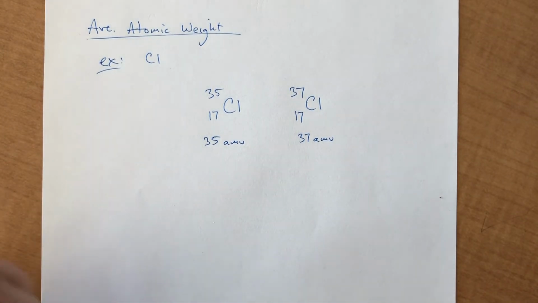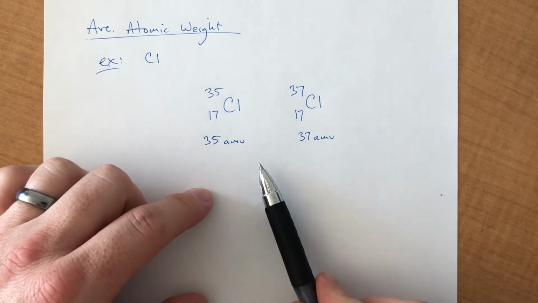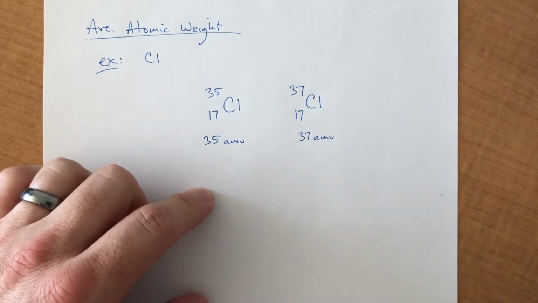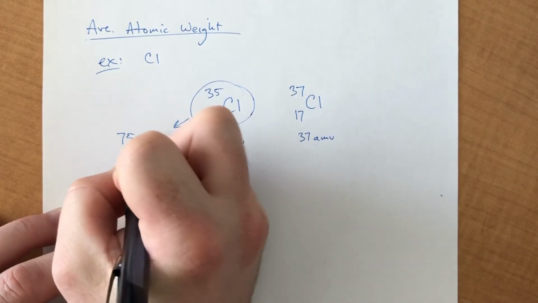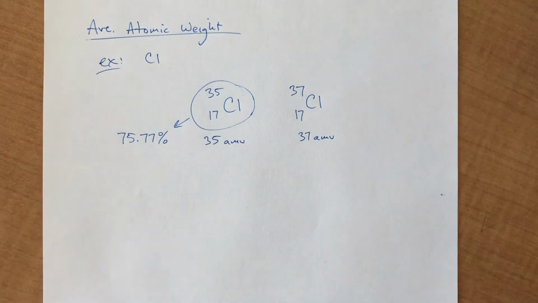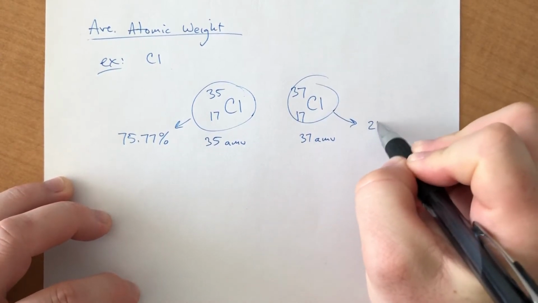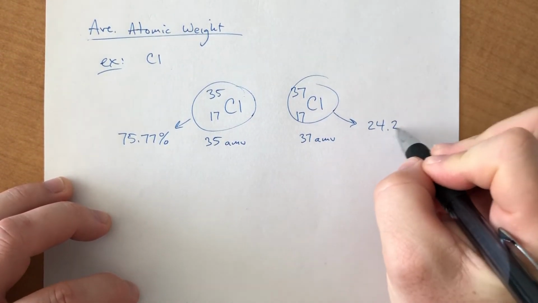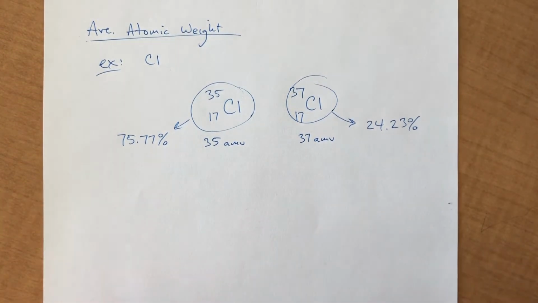And what we find is that in nature, you end up with a mixture of these. And if it was exactly 50-50, the average would be 36. What we find is that in nature, this accounts for about 75.77%. And it doesn't actually seem to matter where you get the chlorine from. If you got chlorine from the moon, or from South America versus North America, it's all about this distribution. And then you get about, what's the difference? 24.23% of this. And this is the naturally occurring distribution of these things.